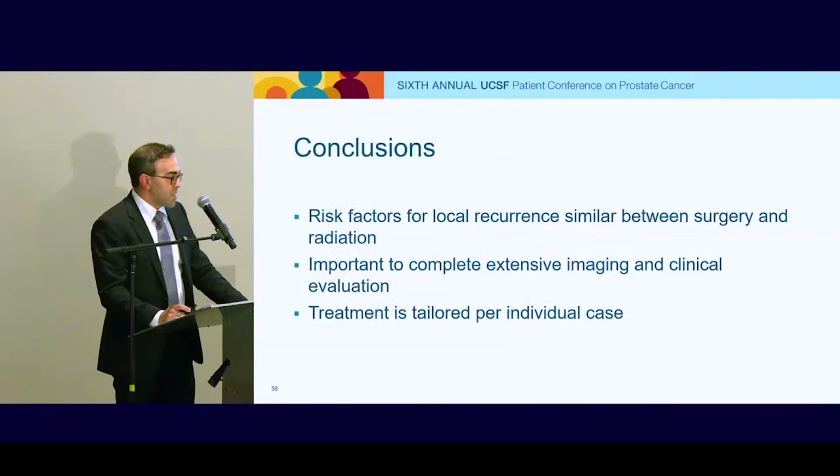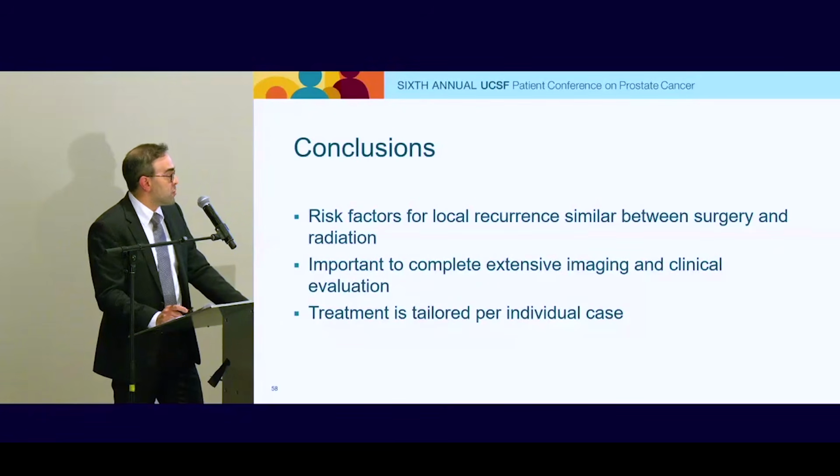All right, well, this is my ending slide, but what I hope to show today is that the risk factors for local recurrence in particular can be similar, whether it's local extension of your tumor, your Gleason score, and sometimes, more surgery-specific, your positive margin. We talked about the importance of having a complete and extensive imaging evaluation, as well as clinical evaluation, long life expectancy, longevity, as well as getting a biopsy. And then obviously the big picture is each treatment is tailored to the patient, right, and all their factors put together.